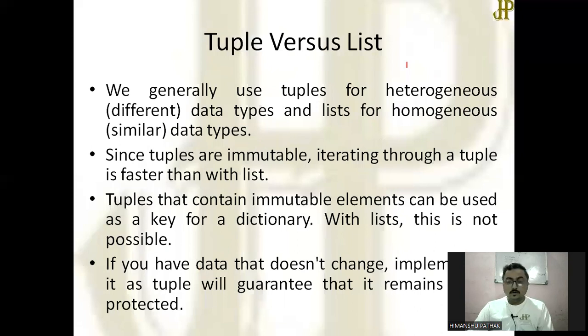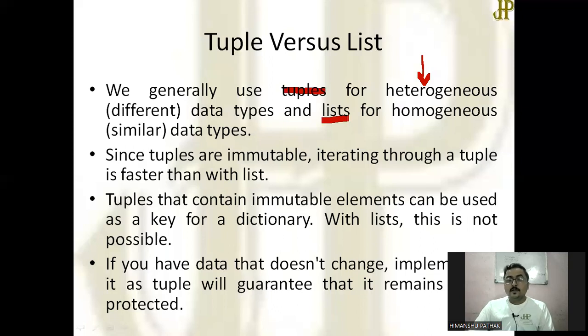Okay, so that's all for tuple. Now I am going to discuss in a very short manner the difference between tuple and list. In general, okay, there is no strict rule on you, but in general, tuples are used for heterogeneous data types. Whenever you want to store different types of data, then tuples are used. And when homogeneous, similar type of data is to be stored, then lists are used.